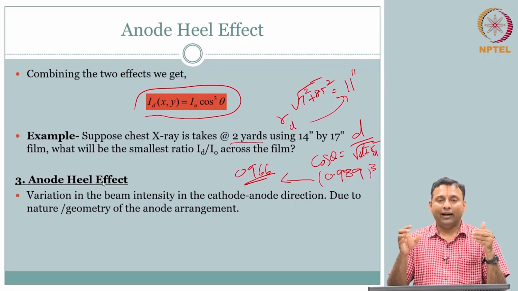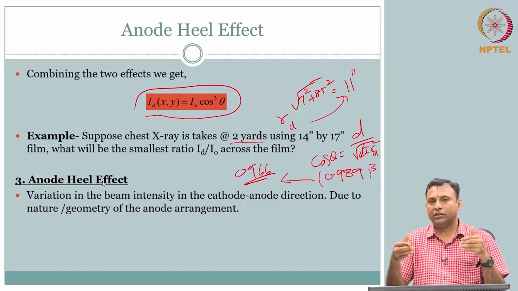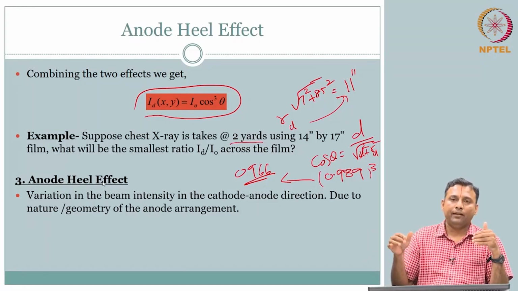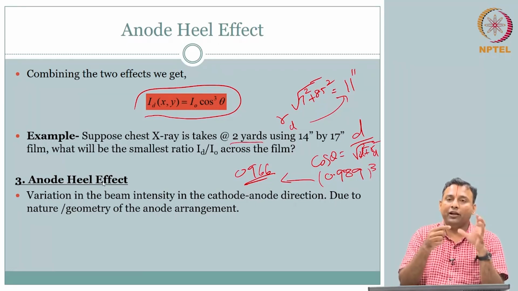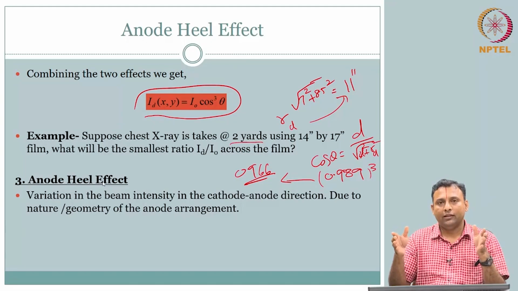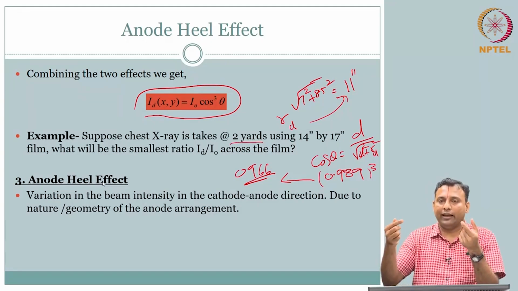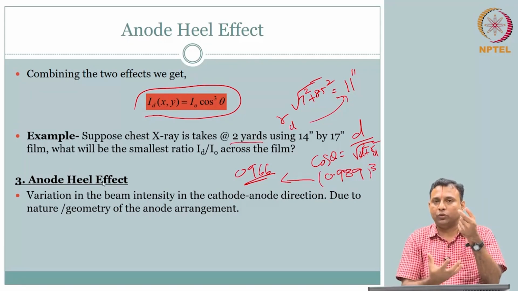But unlike the other two, where it was the source to object distance, or the source to detector distance, this one is about the X-ray tube. In the X-ray tube you have a geometry, right? You had your anode and cathode, and the anode had a thickness. So the electrons that are generated at the cathode accelerate, hit the anode, and the X-ray comes out.